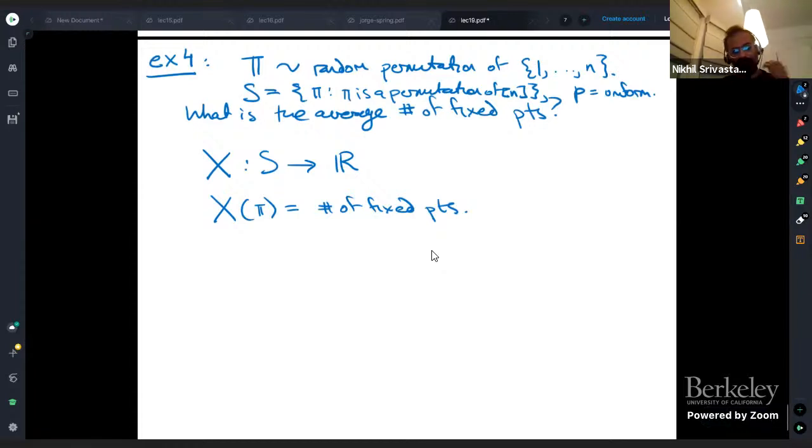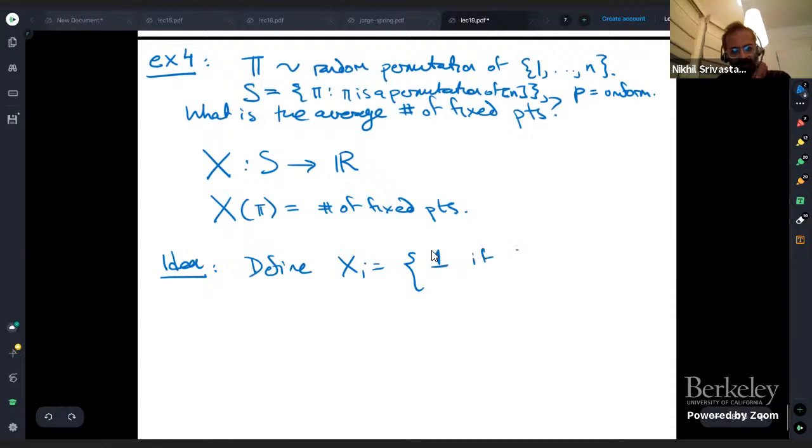Now, again, using linearity, this can be solved very simply. The creativity is, how do you break down this complicated random variable into simpler ones? The idea is to define a random variable that only looks at a small piece of the outcome at a time. So define X_i to be the indicator random variable of 1 if pi(i) equals i, and 0 if pi(i) does not equal i. So if i is a fixed point. This only looks at what happens to i. That's why it's a simple random variable.